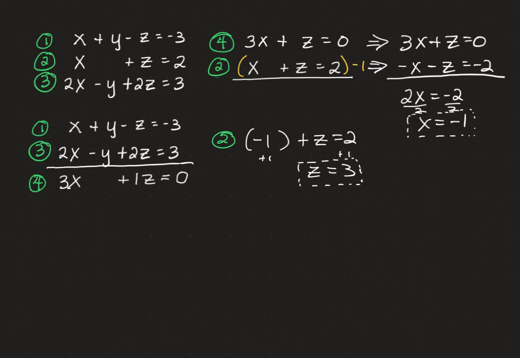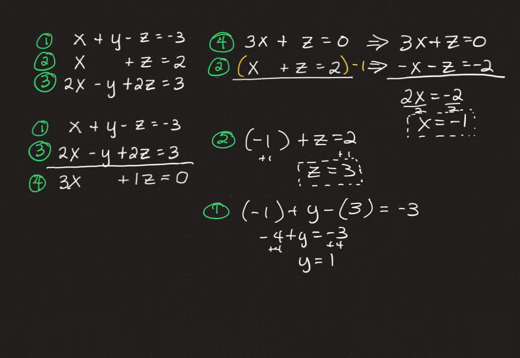Now I have to put both of those values for the variables into one of the original equations that has an x, a y, and a z. So I'm going to go back into equation 1. My x value is -1. My y value, I don't know yet. And my z value, I am subtracting whatever z is. Z is 3, and this should equal -3. Combining like terms, I get -4 plus y equals -3. Adding 4 to both sides, I get y equals 1. Those are my preliminary findings.